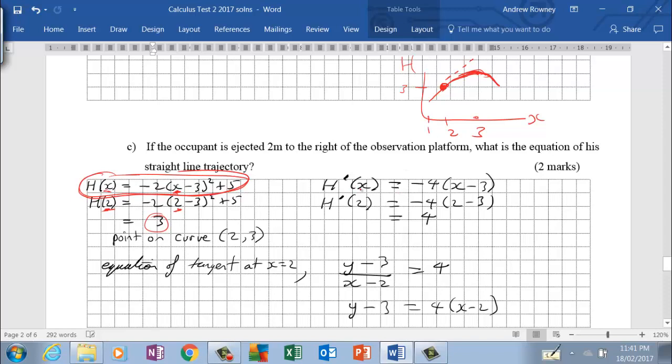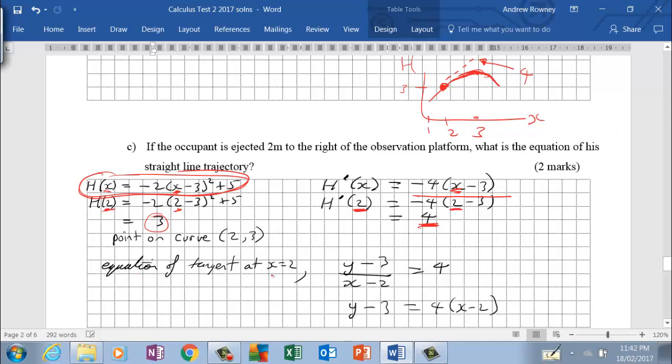This here is the derivative of the curve, the slope. So we've already worked out above that it's minus 4 times x take 3. But the slope at 2, you put 2 where x is. So you put 2 here where x is, and if you can work that out, it'd be 4. So that means the slope of that dotted line is 4.